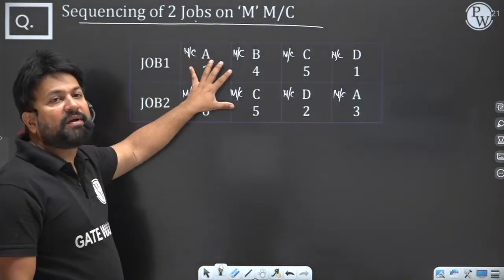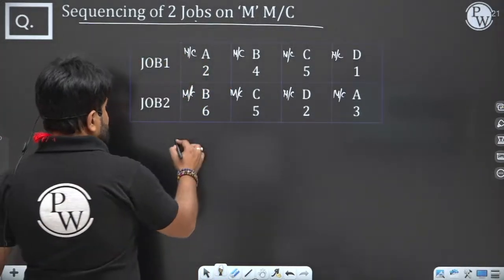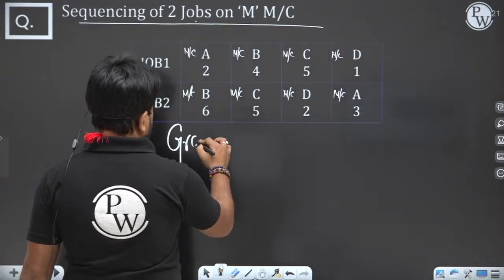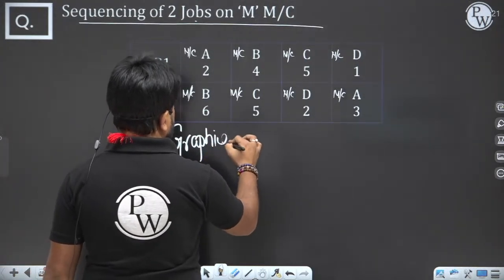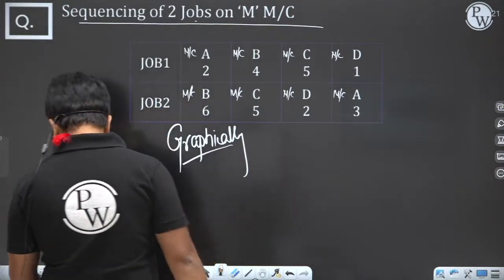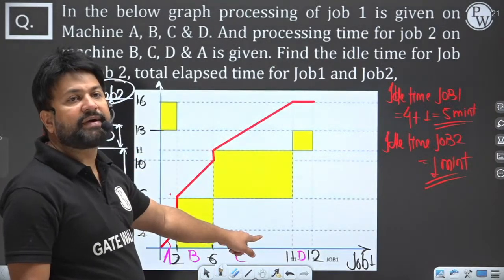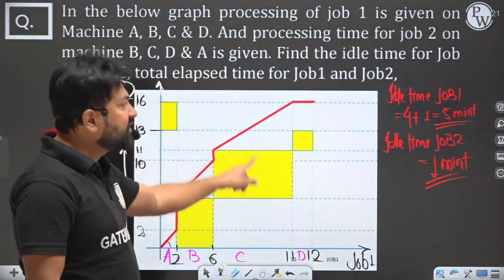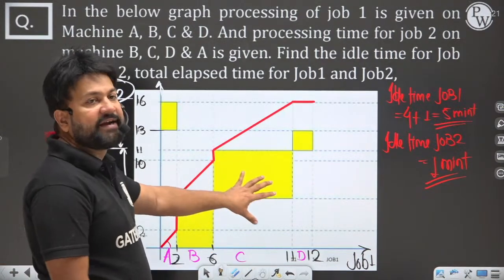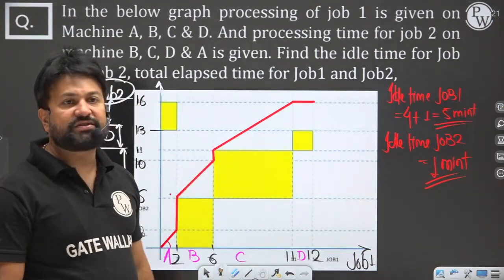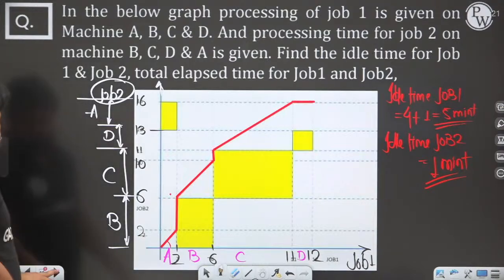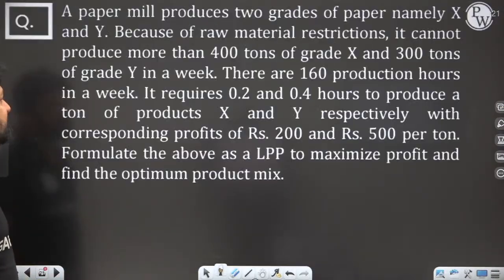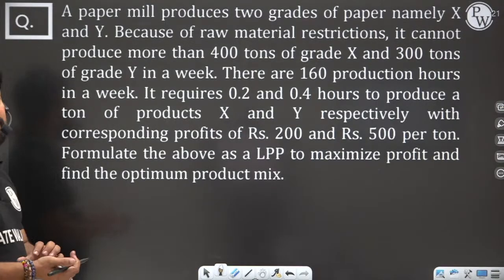This type of problem will be solved graphically, and if luckily you get the graph in the GATE exam, then you can attempt this question. I hope you understand. Now, linear programming.